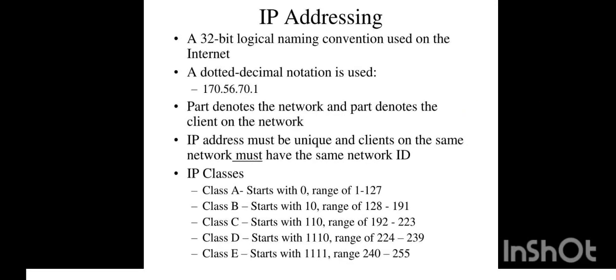First of all, what is IP addressing? IP addressing is a 32-bit logical naming convention. It is represented by a decimal notation. The first part denotes the client network and the second denotes the client. So the IP address must be unique.